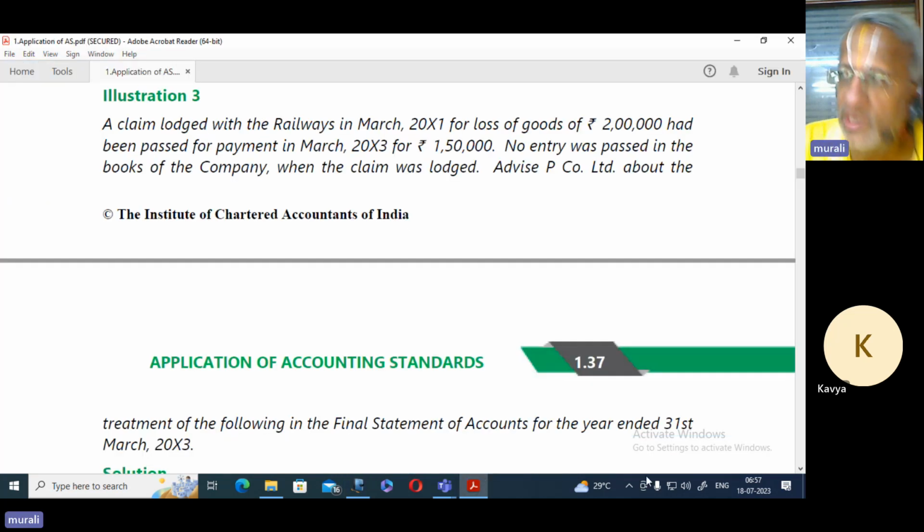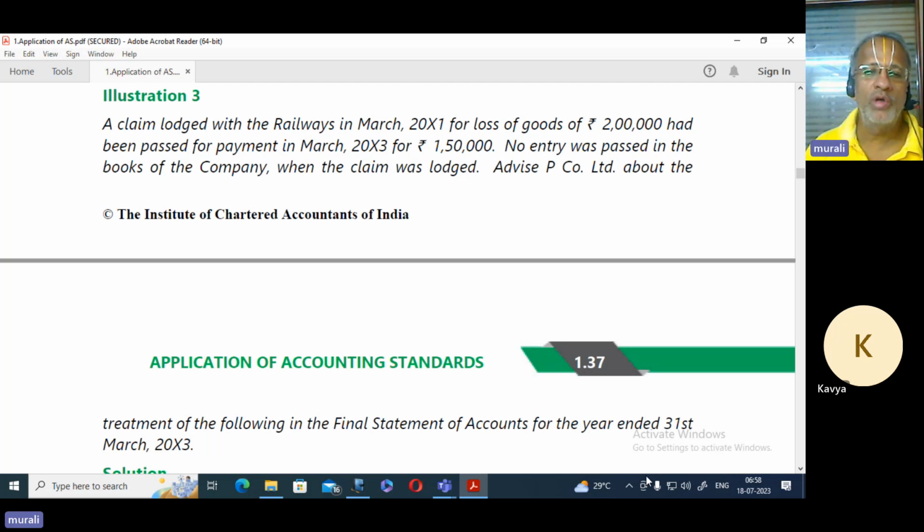Illustration number 3. Can you read illustration number 3? A claim lodged with the railways in March 20X1 for loss of goods of rupees 2 lakhs had been passed for payment in March 20X3 for rupees 1.5 lakhs. No entry was passed in the books of the company when the claim was lodged. Advise P Company Limited about the treatment of the following in the final statement of accounts for the year ended 31st March 20X3. Right. Tell me what it is that you will be doing.